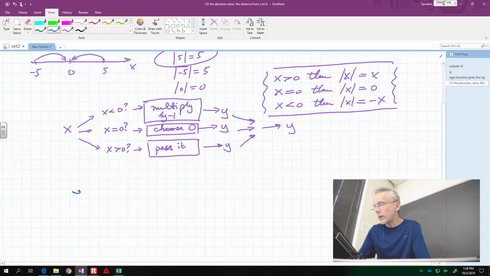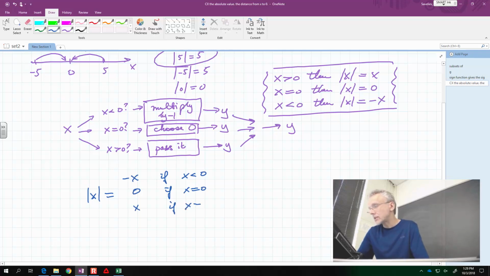Okay, let me write the formula. So f of x, the absolute value of x, is, in the opposite order, conditions second, and conclusions and operations next. So negative x if x is less than 0, 0 if x is 0, and x if x is larger than 0, like this. So that's the piecewise defined formula for the function.